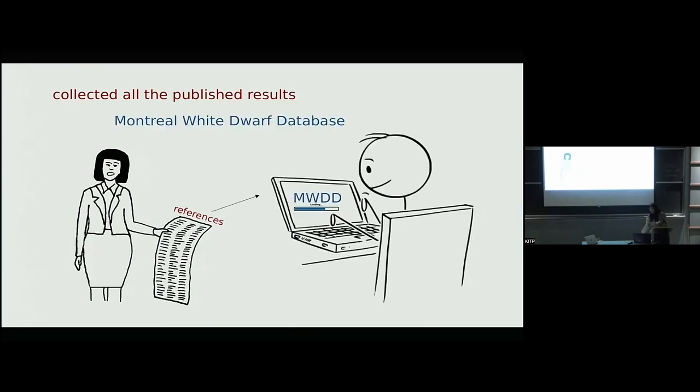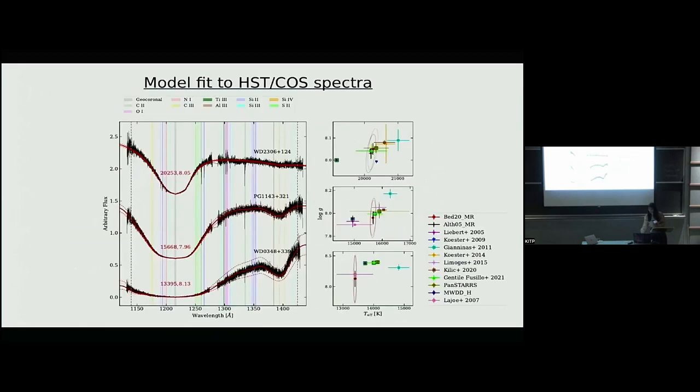So now, after collecting all the published results, we basically used the Montreal White Dwarf Database to collect these results. And we also looked at some others, because this helped a lot in collecting all the results and plotting them. So these are examples of three of the stars in our sample, and you can clearly see that the parameters span a very wide range from different studies. And these are the best model fits to some of the stars.